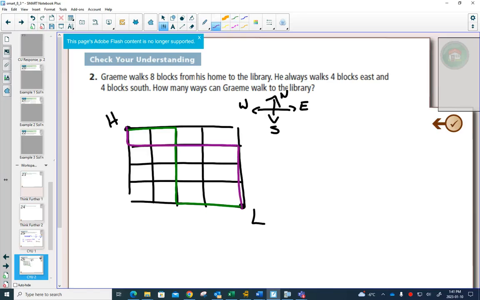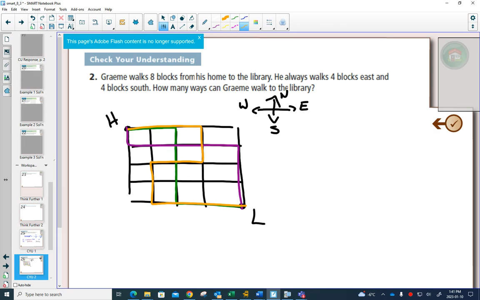Could you see that he could also get home that way? And we're assuming that Graham has some sense of intelligence, that when he's walking to the library, he doesn't get lost. He's not spinning around a block in circles. He's always going closer. So this is not a possibility. You could do that, but he's backtracking. He's always trying to get from his home to the library. How many different pathways are possible?